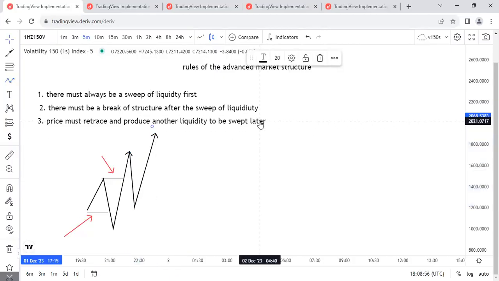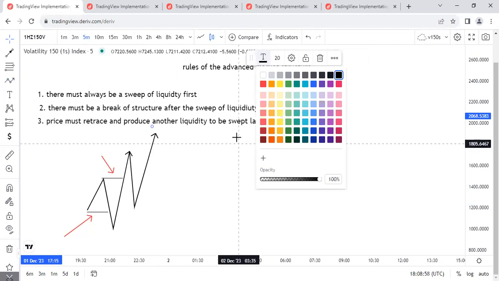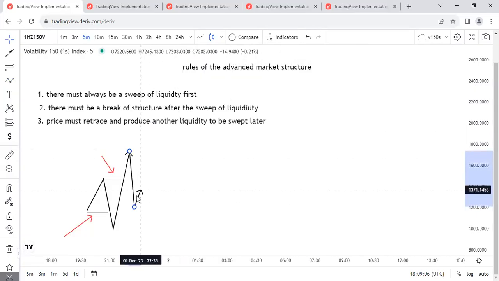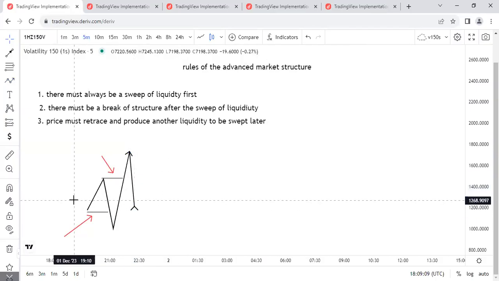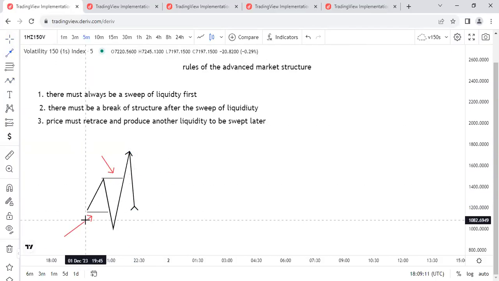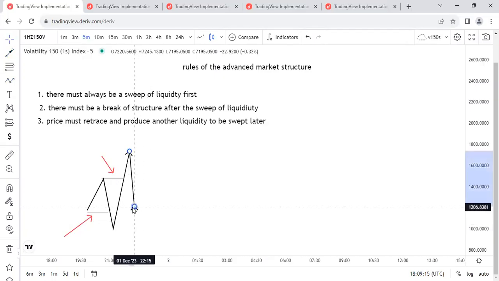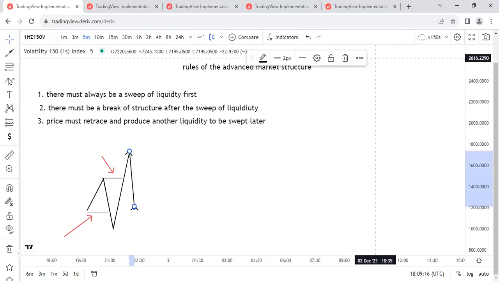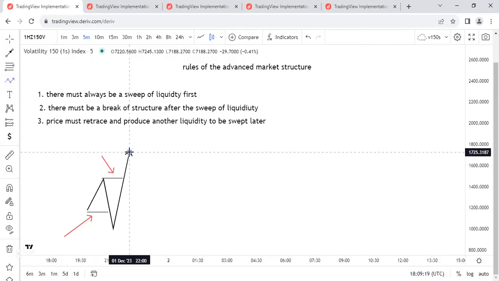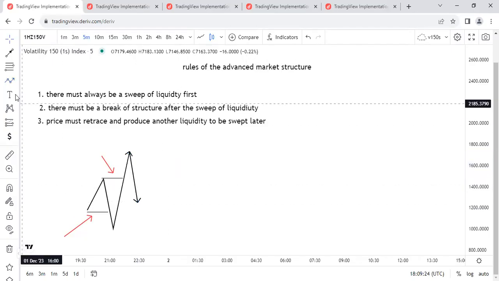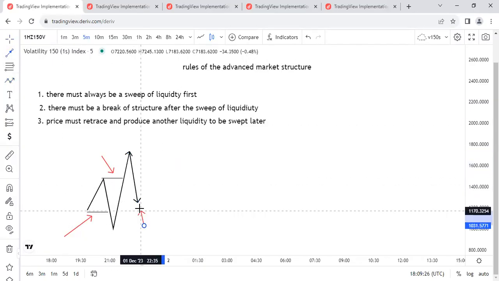Let me write it here. Okay, let's stop here, right? This is rule number 1. This is rule number 2. This is rule number 3. Price must retrace and produce another liquidity to be swept later, right? Let's leave it at that.